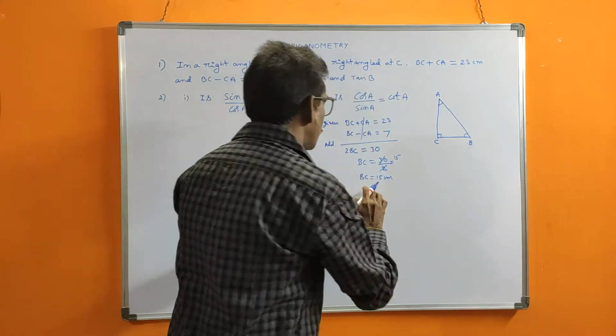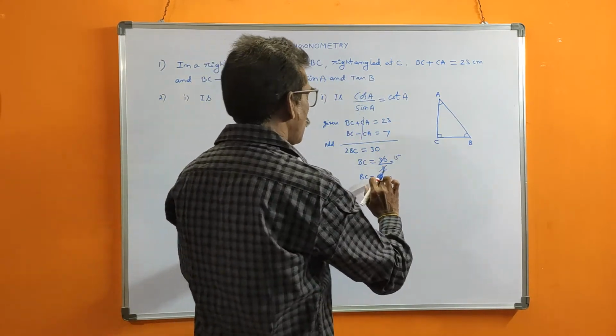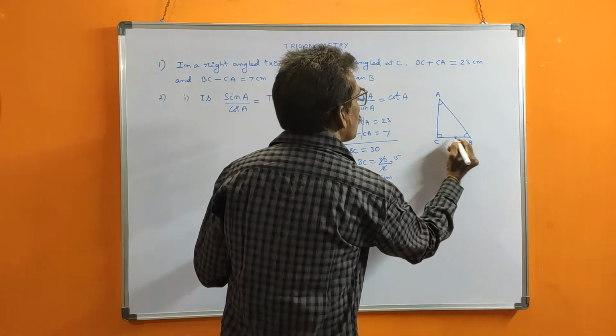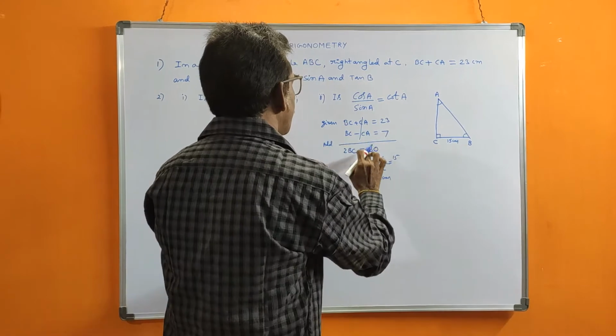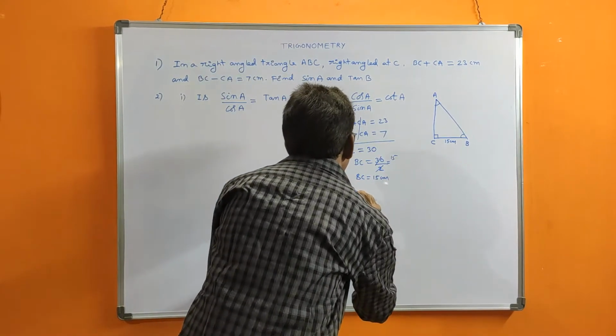So this you write now. We got the BC value as 15, so the BC value is 15 centimeters. Now you have the equation, so substitute this value.